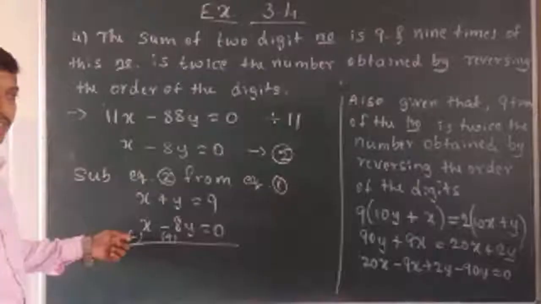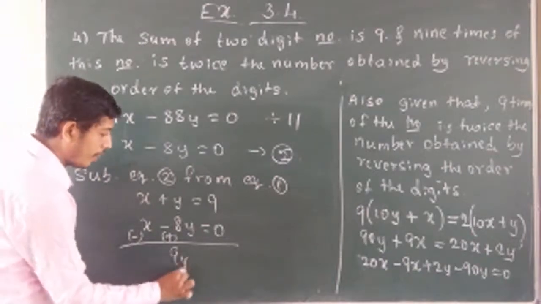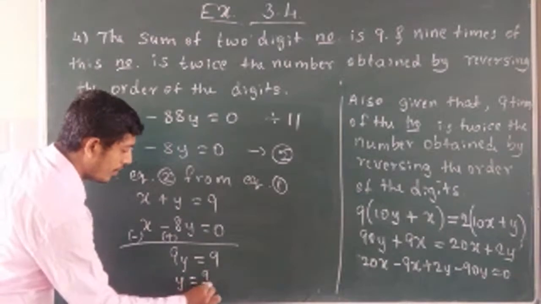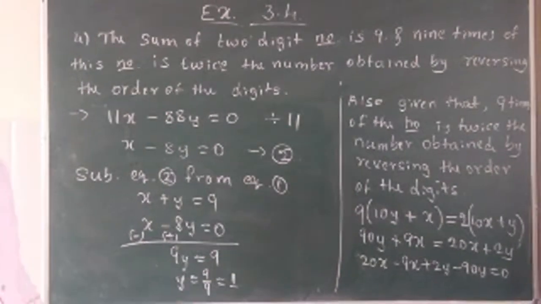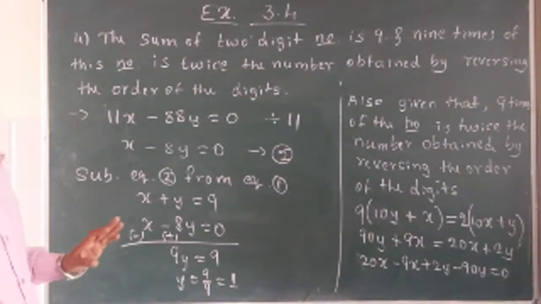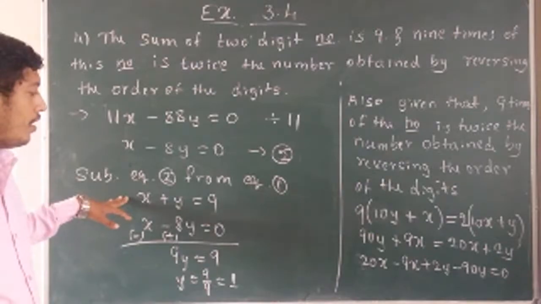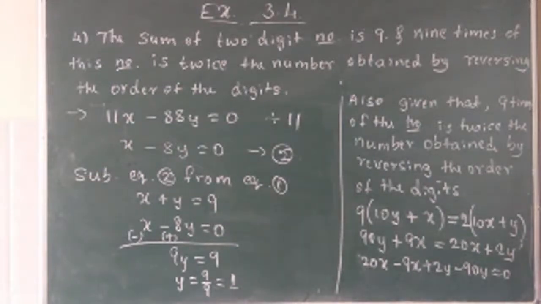x minus x is 0, y plus 8y becomes 9y equals 9 minus 0, that is 9. So this implies y equals 9 by 9, that is 1. So we got the value of y as 1. Now we have to substitute this in either equation 1 or equation 2 and we will get the value of x. Just look at the steps and comment what is the value of x.